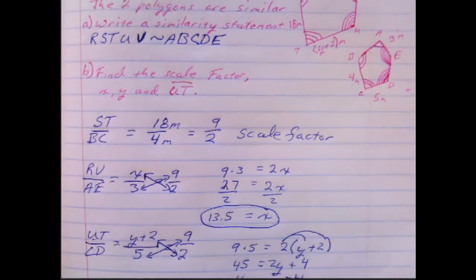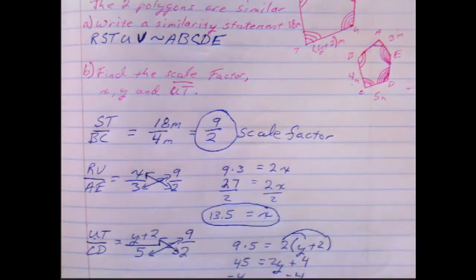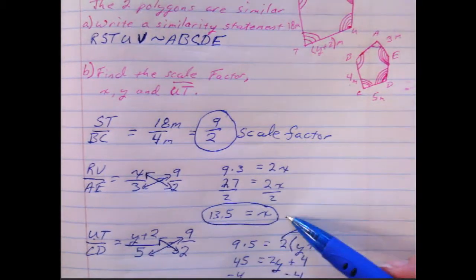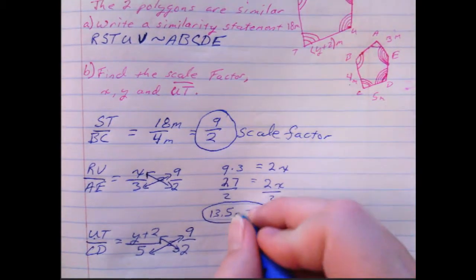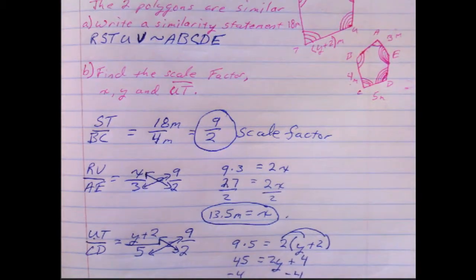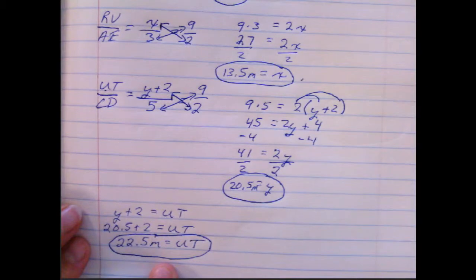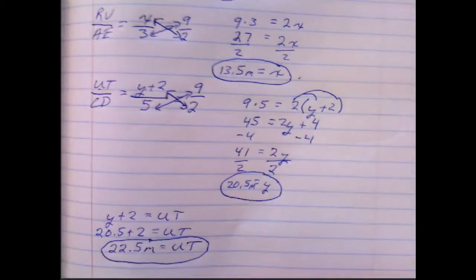Okay, so I'm going to go back up to the top. We were asked to find the scale factor. We have the scale factor. We were asked to find x. That's 13.5. I'm going to put my label as meters. We were asked to find y. That's 20.5 meters. Okay, we found that down here. And then the last one, we were asked to find ut. We found ut as 22.5 meters.